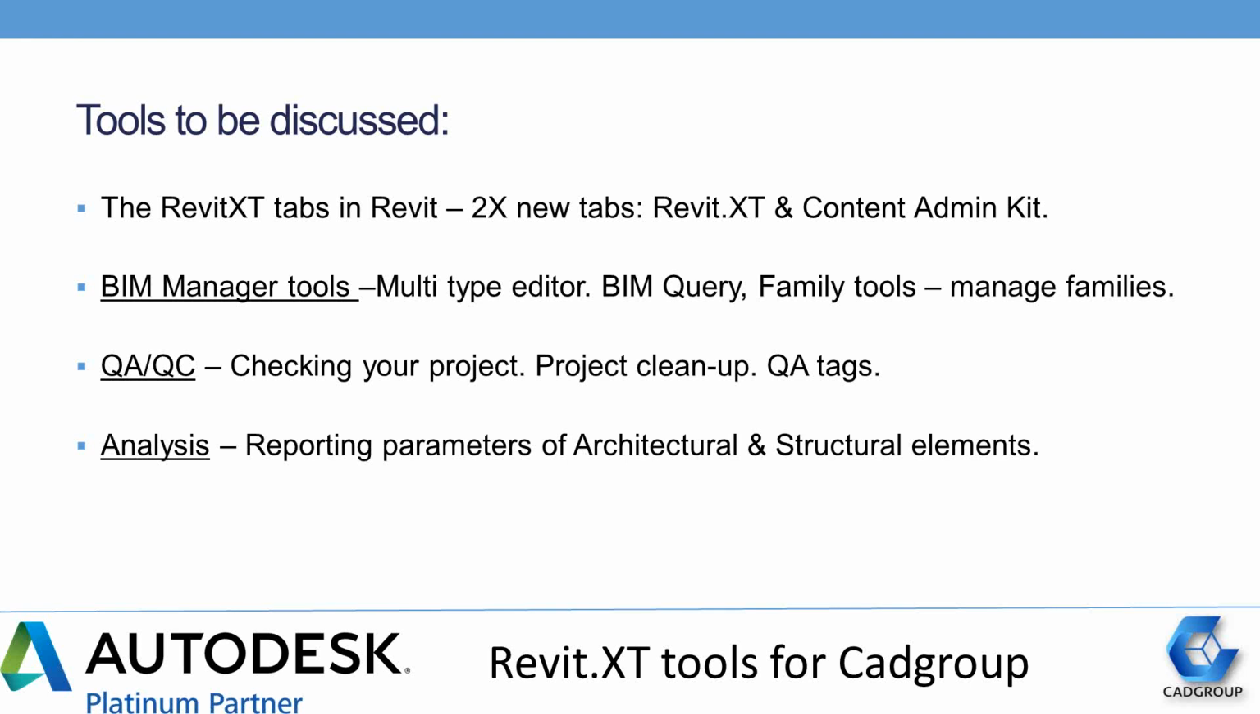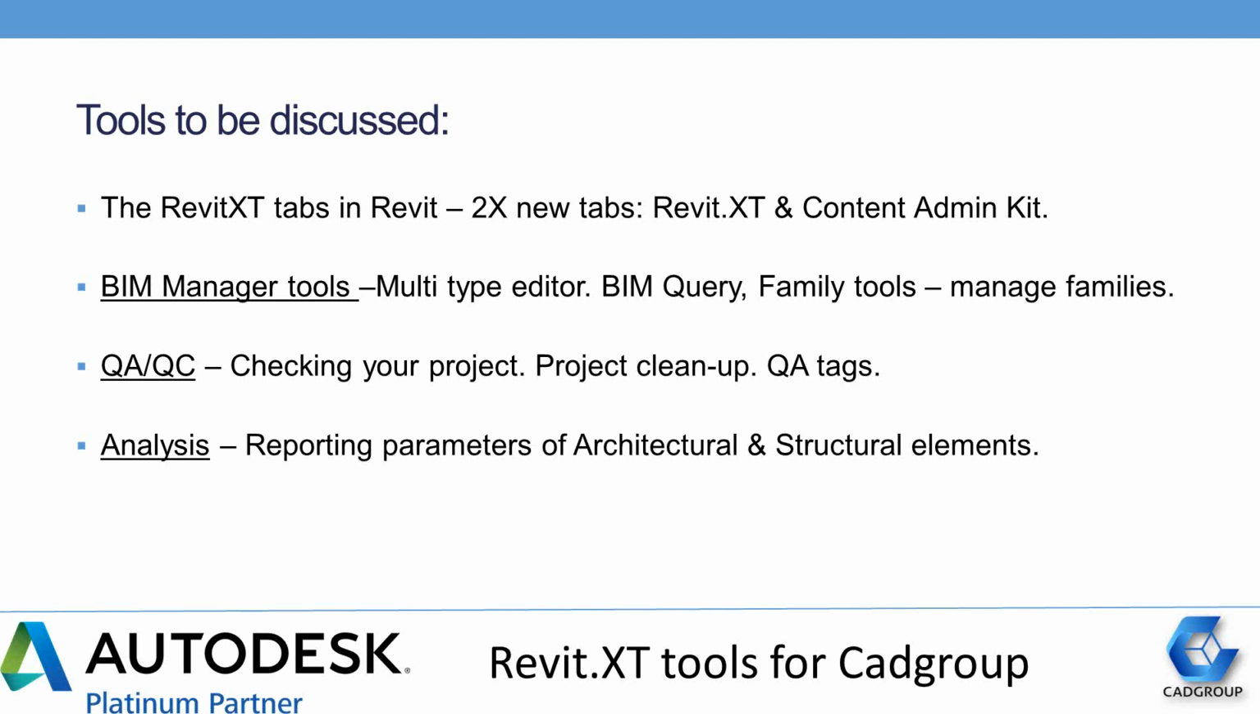The Revit XT tab is separated into different sections. You've got the BIM Manager tools. In the BIM Manager tools, there's a thing called the MultiType Editor, which we'll have a look at first off, and that allows you to look at all the different family types within a family together, which is very handy, as you'll see, and make edits to those different properties. There's the BIM Query tool, which I think is a pretty cool tool. We'll have a look at how that works.